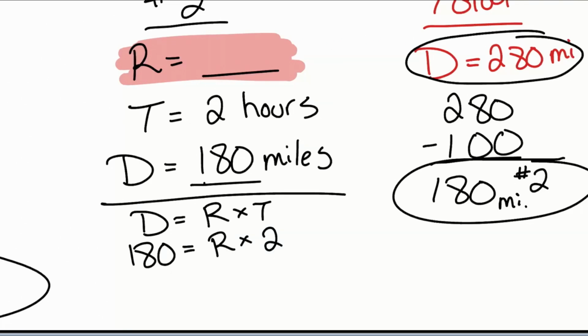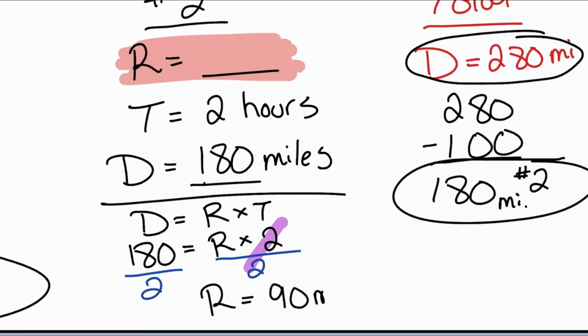What do we do to both sides? Kevin, exactly, we will divide. Great job there. So we're going to divide both sides by 2. The 2 cancels out on the right side, giving us the rate by itself as 90 miles per hour.